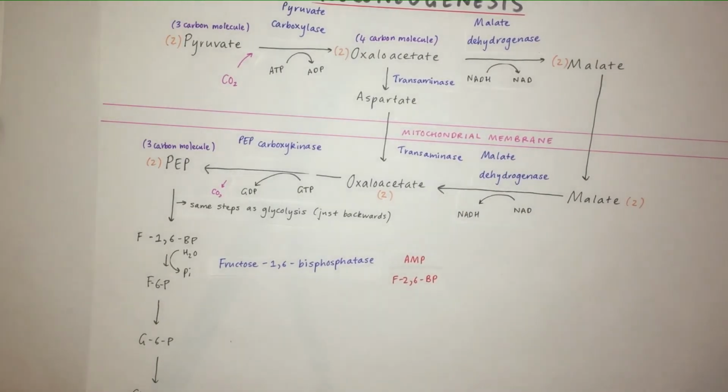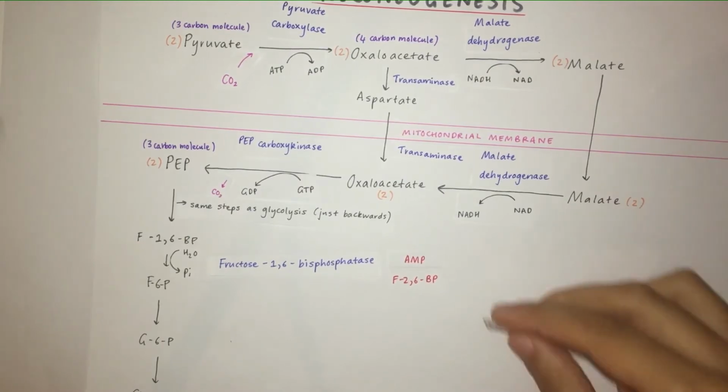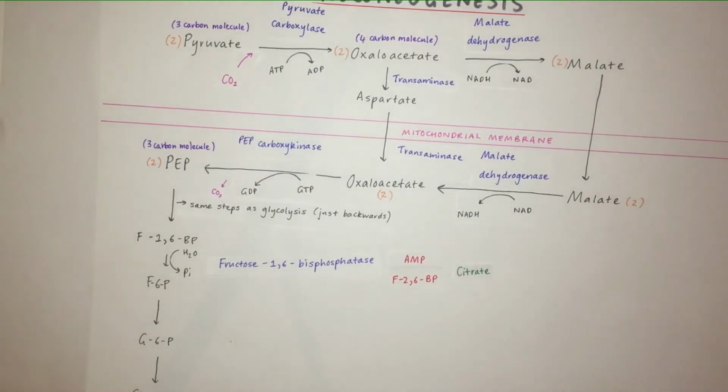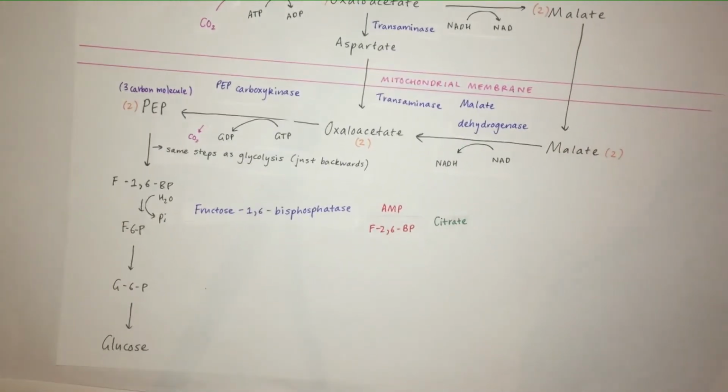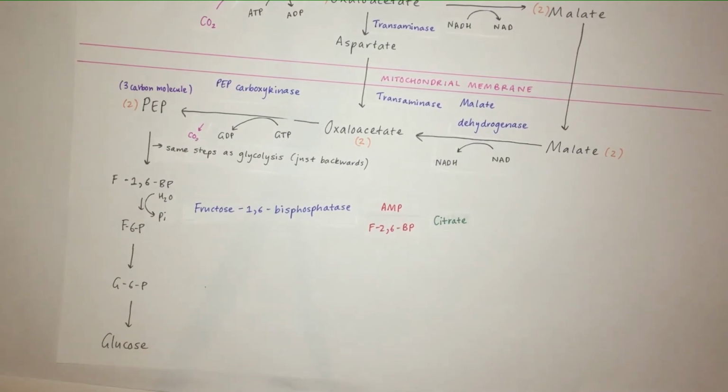AMP and fructose 2,6-bisphosphate will inhibit this because these promote glycolysis. On the other hand, citrate will promote this to go forward because citrate inhibits this in glycolysis. So it's just the opposite of glycolysis. And that's the best way to think about gluconeogenesis. It's the opposite except for the two enzymes, which the second of which I'm about to go through now. So we have fructose 6-phosphate to glucose 6-phosphate.